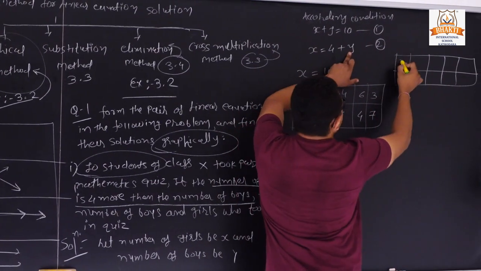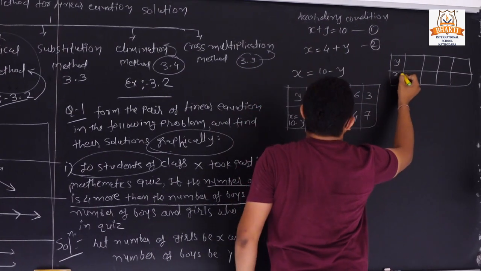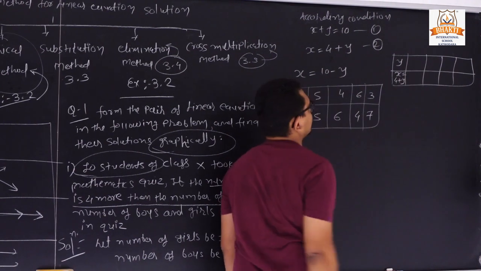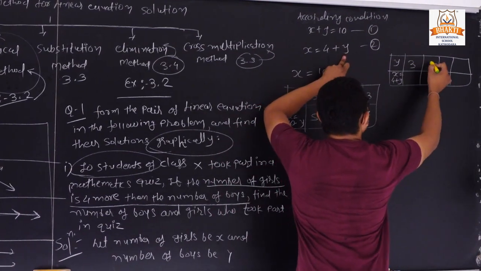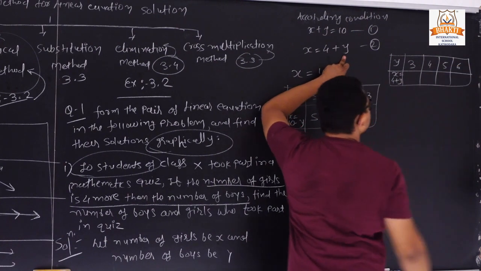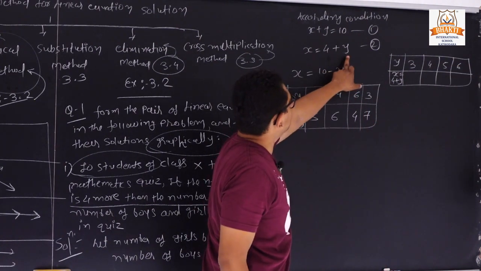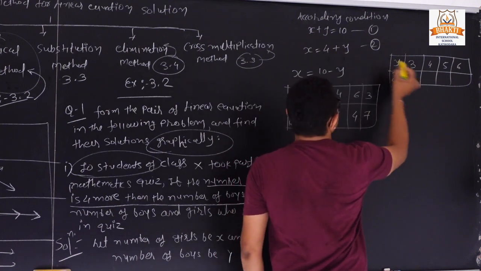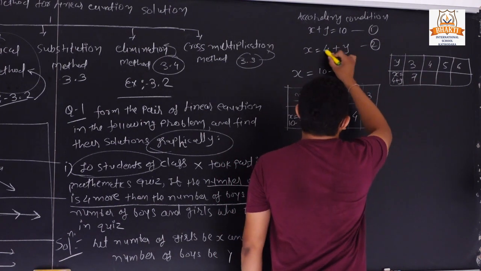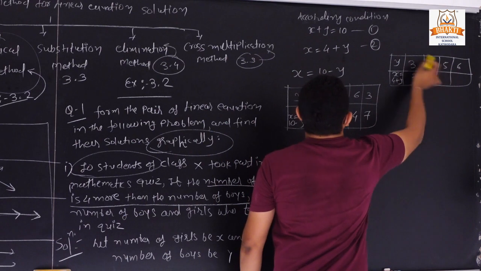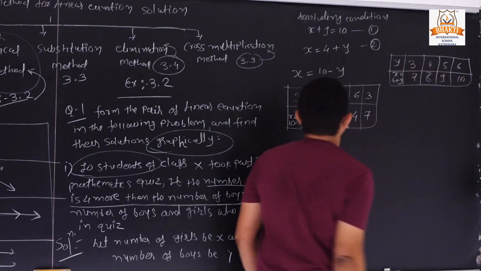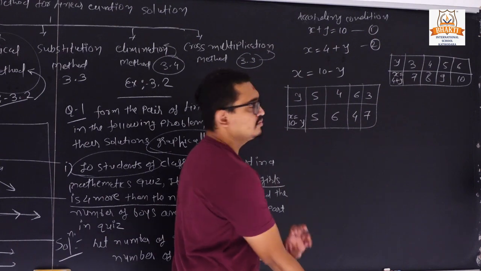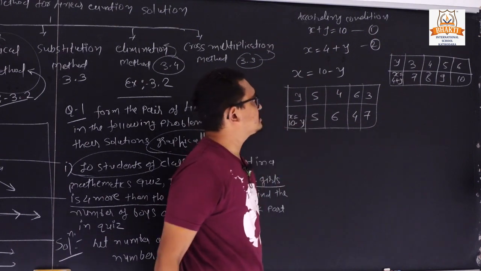Here we can put x, here I am writing x is equal to 4 plus y. So here I am using 3, 4, 5, 6. Clear? So first of all I am writing 3 here. So 4 plus 3, 7. Then 4 plus 4, it is 8. Then 5 plus 4, it is 9. And 6 plus 4, it is 10. Clear? Now I am plotting its graph.